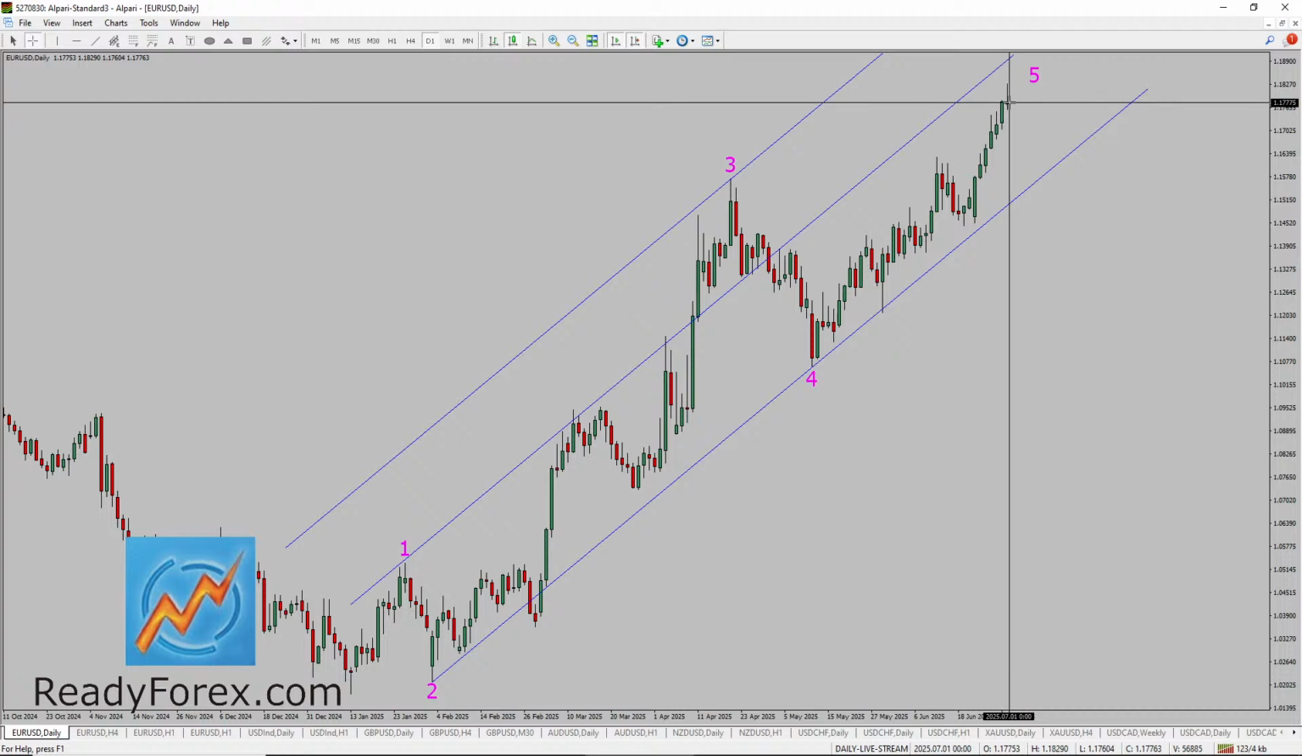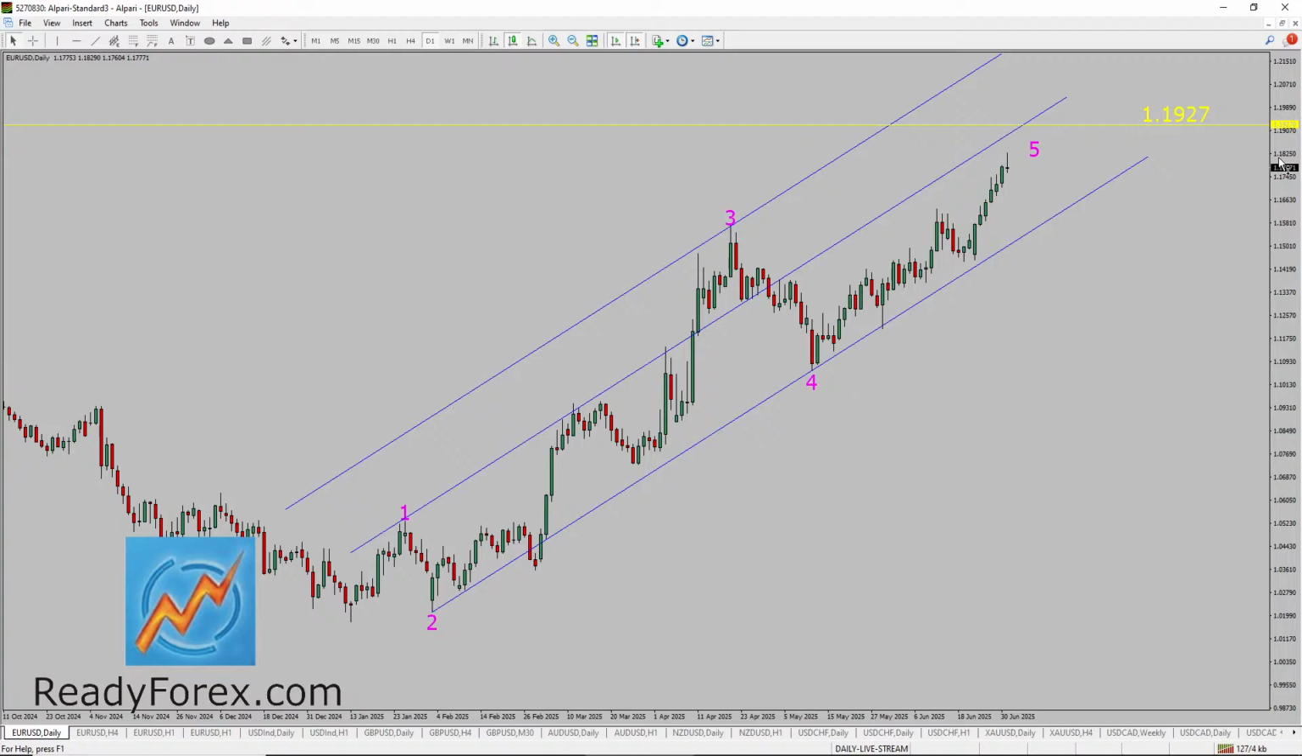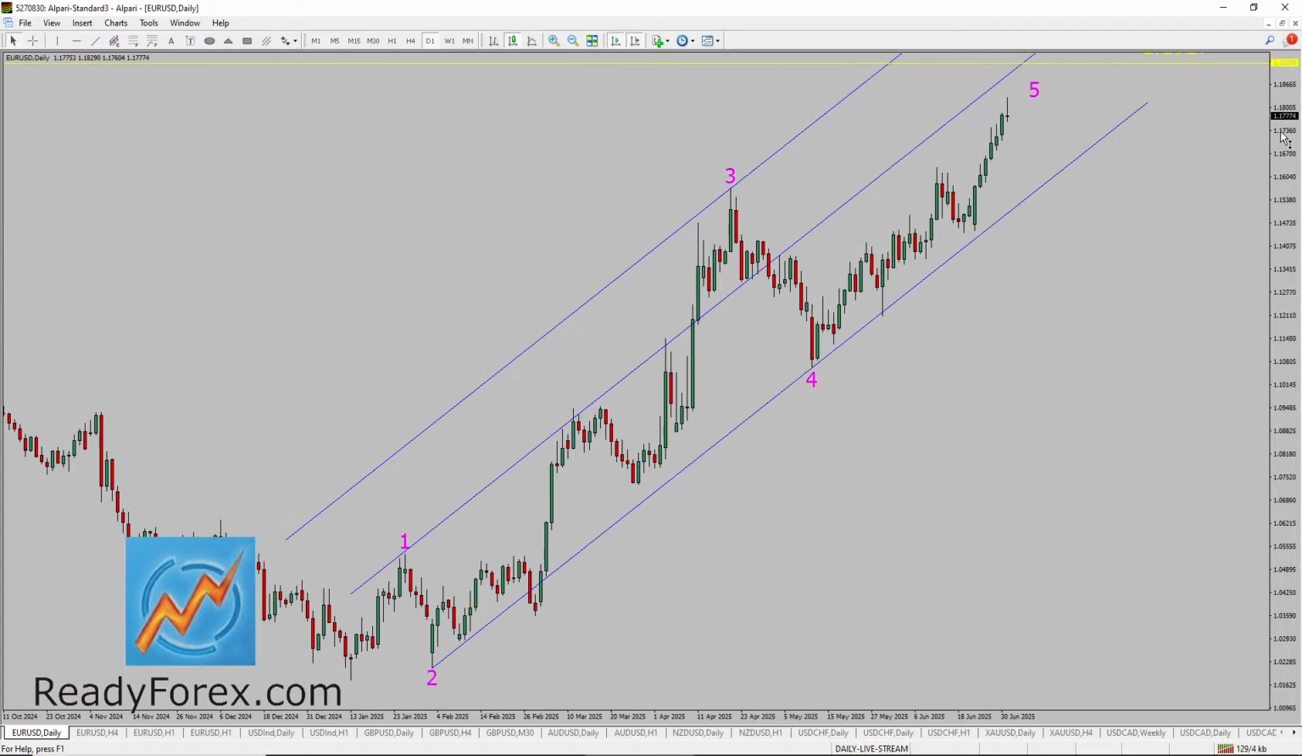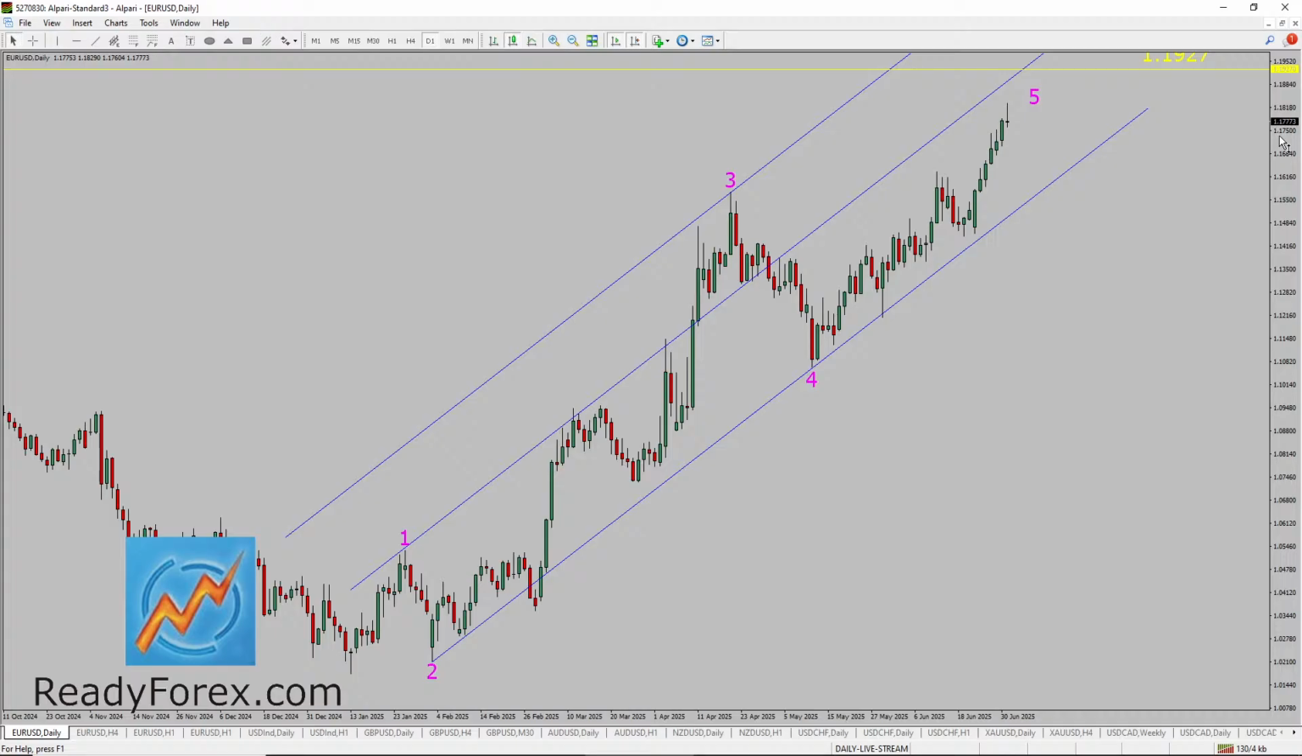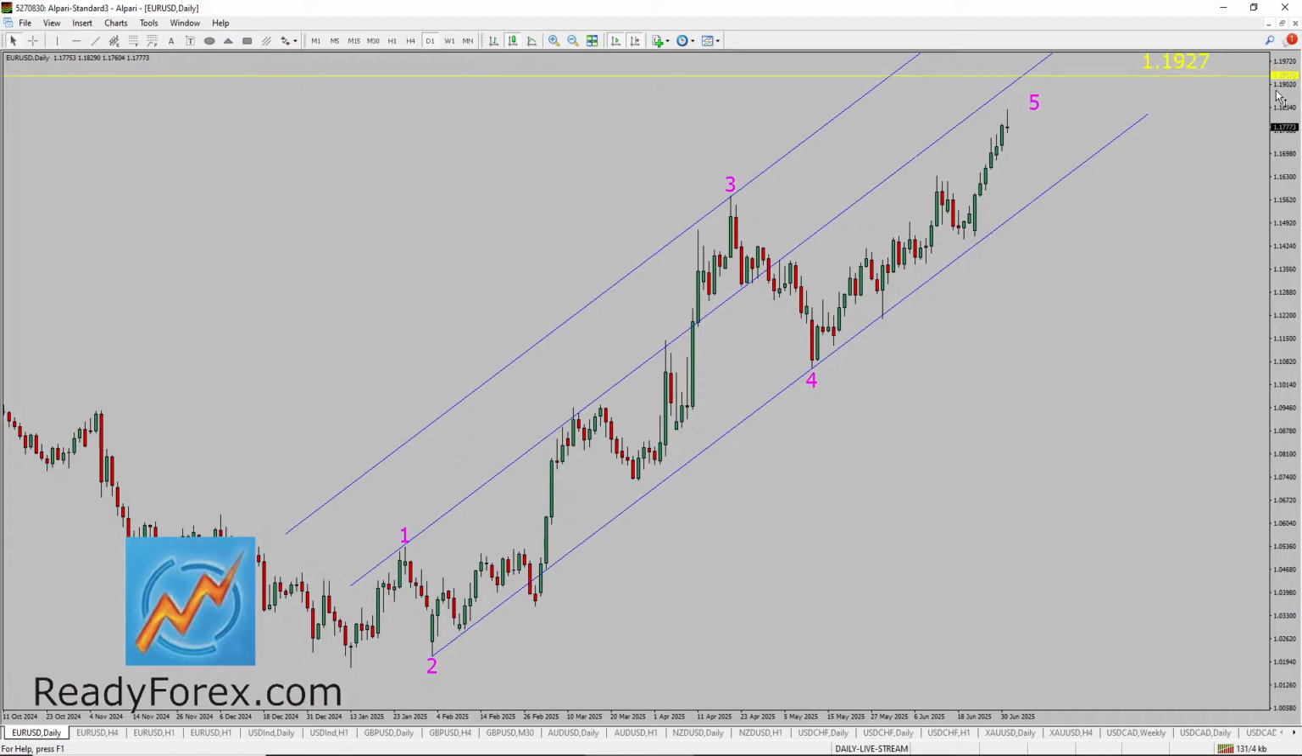Now how far could this wave go further? Okay, so let me tell you the projection based on the Elliott wave count. The projection is 1.1927. Okay, right over here, 1.1927. This is the forecast, and hopefully market is going to hit this level. Okay, so we will see how things are going to unfold.